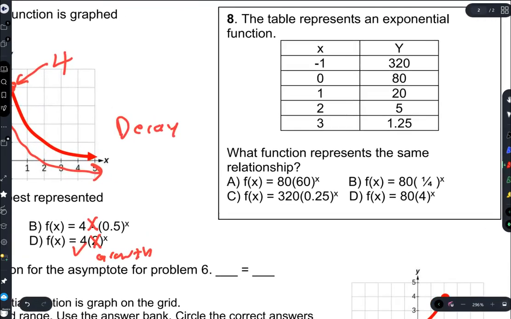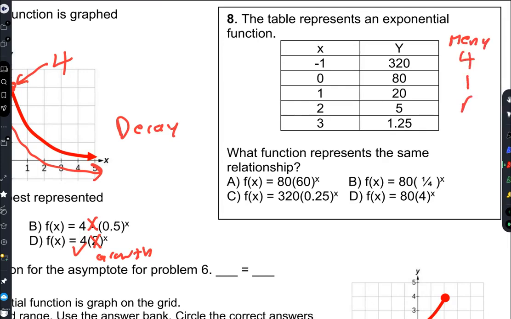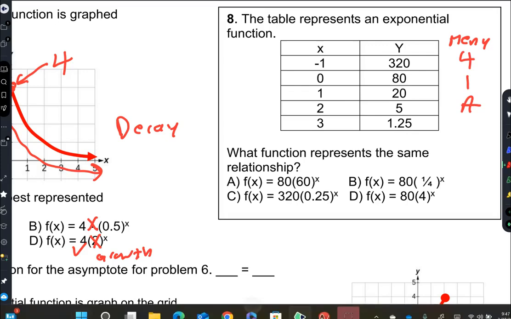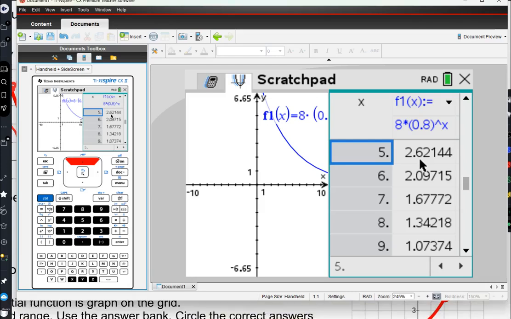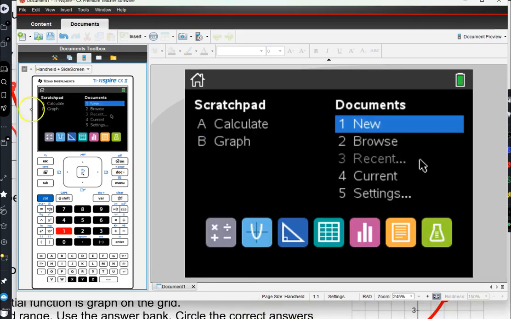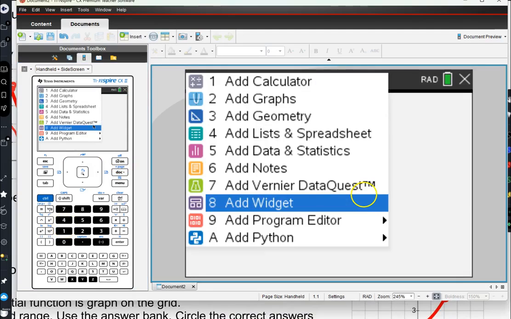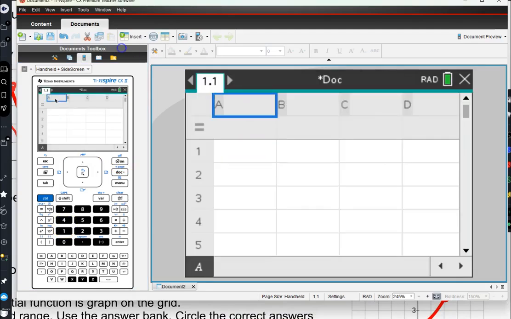Number 8. On this one right here, we're going to plug in a spreadsheet, okay? So on number 8, we're going to do a spreadsheet. And then after the spreadsheet, you do menu 41A. This is statistics. And then you want to do a stat calculation. And then A is exponential. So we're going to go to our calculator. We're going to hit home. We're going to do 1 for new. Don't save anything. 4.